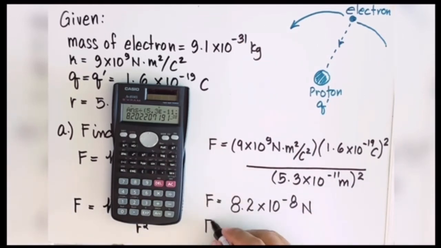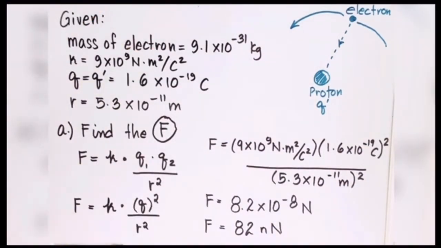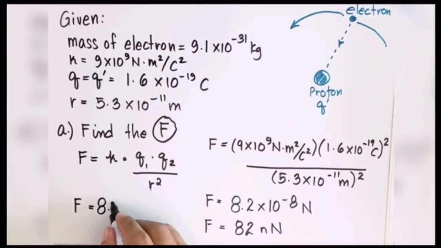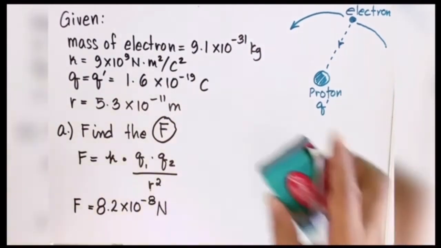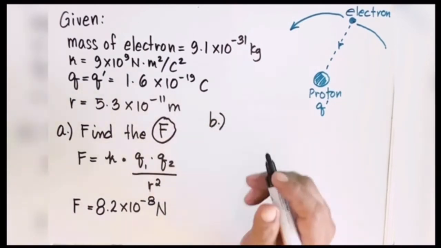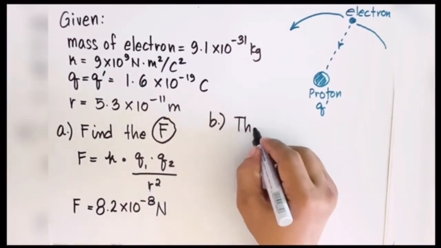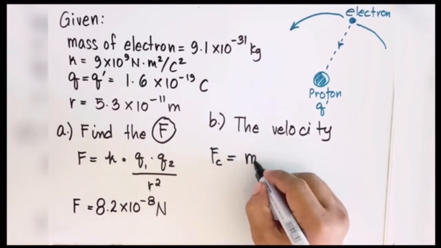the power of negative 8 newtons, or we can also convert that to 82 nanonewton. So that value, which is 8.2 times 10 to the minus 8 Newton, is actually the centripetal force that is held by the attraction between the two, so that the electron cannot spin away from the proton.